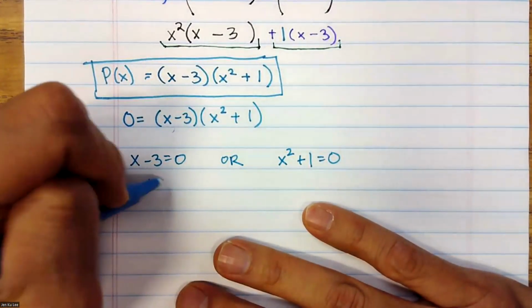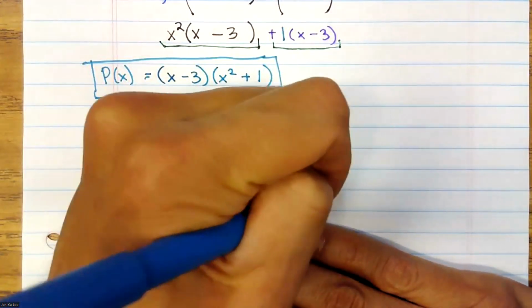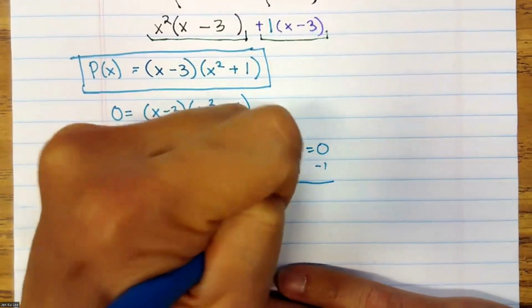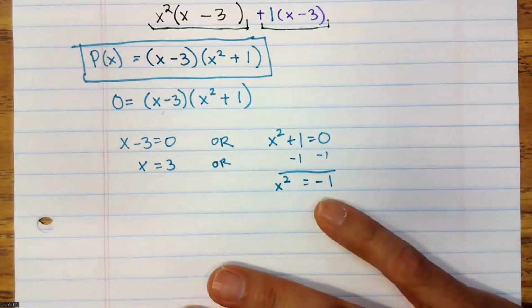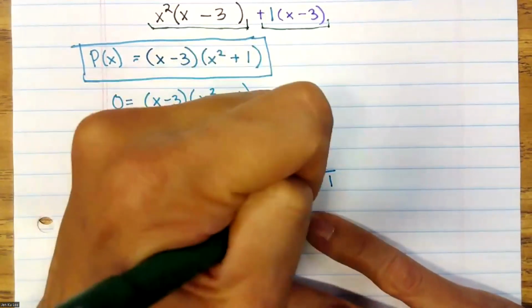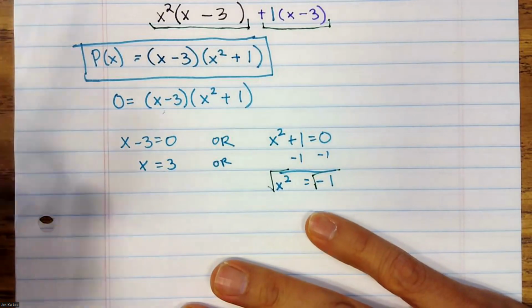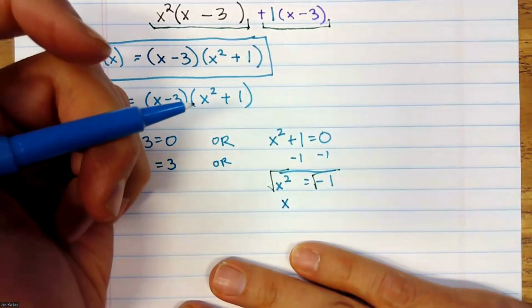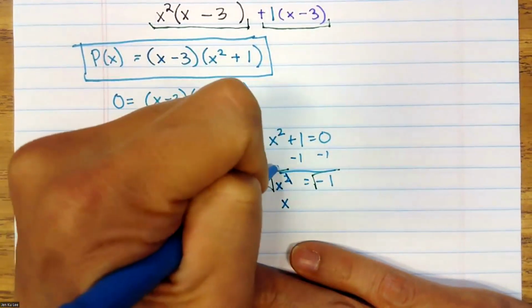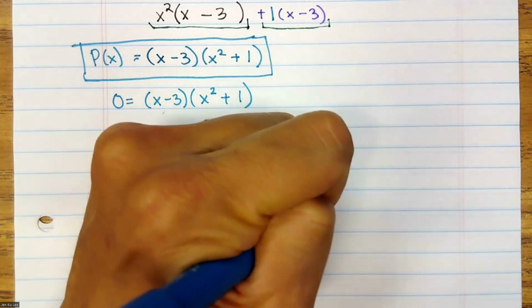So here x equals 3, or subtract 1 from both sides, x squared equals negative 1. To get rid of the squared, I need to square root. Remember, if I square root, my left-hand side is just x, because the squared and the square root cancel out. Here, whenever I square root, it's always going to be a plus or minus.